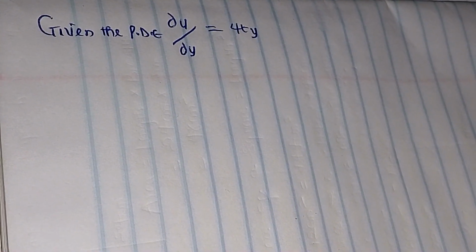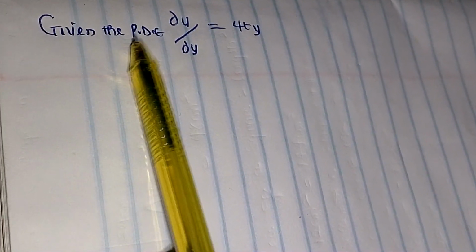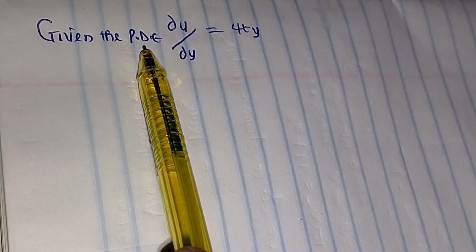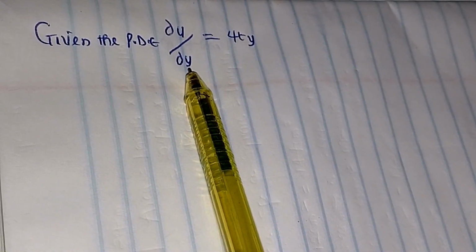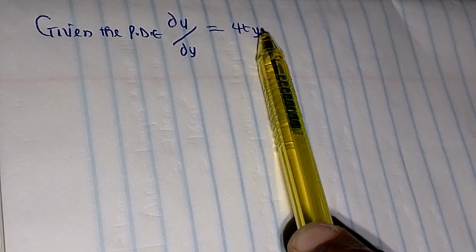So today we want to solve this equation. Let's take a look at this equation given, the PDE. PDE means partial differential equation. So the partial differential equation is du/dy equals 4ty.